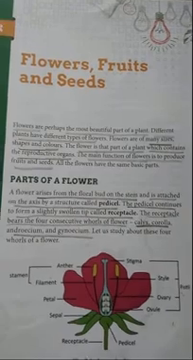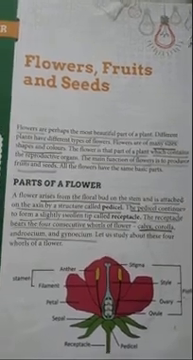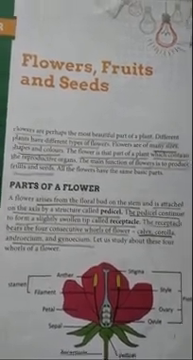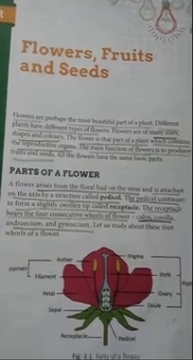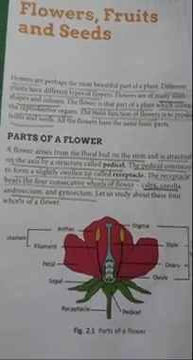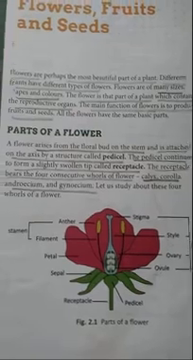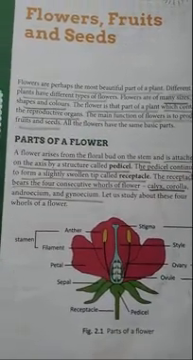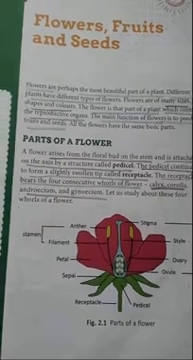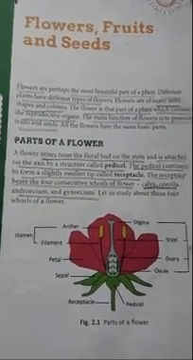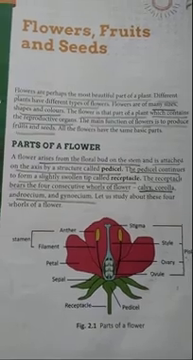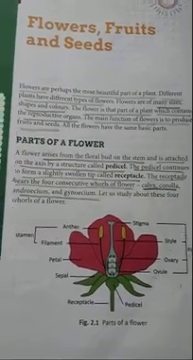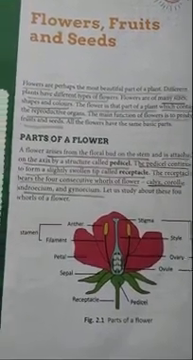These flowers are very important to a plant because they contain the reproductive organs of the plant. Now we are going to deal with the parts of a flower. A flower arises from the floral bud, which is attached to the stem through an axis known as the pedicel, and every pedicel continues to form a swollen tip-like structure. This is known as the receptacle.